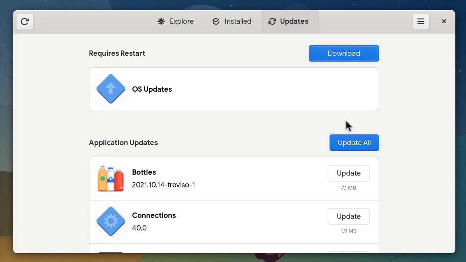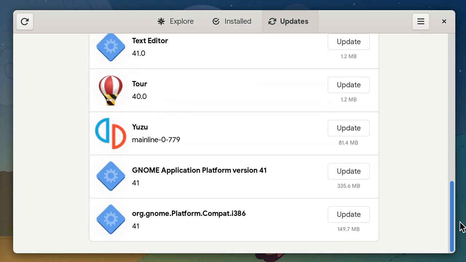Starting with GNOME Software 41 that uses GTK3, in the initial state the scrollbars are hidden. Moving the mouse, and the scrollbars become visible. Hover on the scrollbar and it gets expanded. Start scrolling and it gets blue.